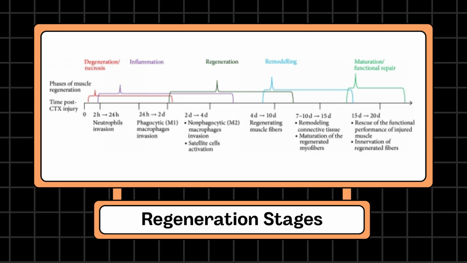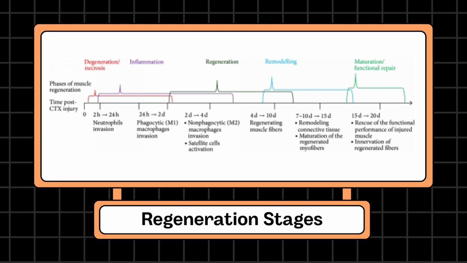A tightly regulated inflammatory response is essential for clearing debris and initiating regeneration. Neutrophils, the first responders, arrive within hours, engulfing damaged cellular components and secreting pro-inflammatory cytokines that recruit monocytes and macrophages. These monocytes differentiate into macrophages, taking center stage by day 2.